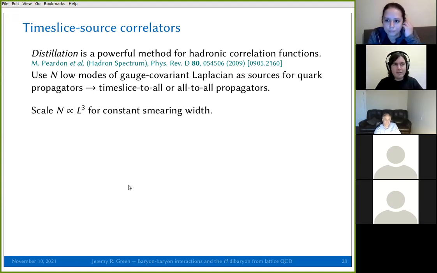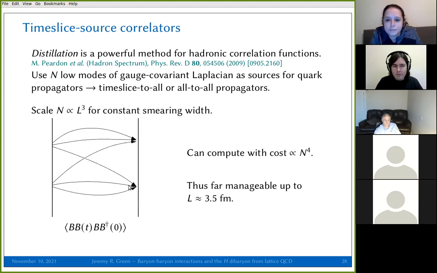Distillation, the idea is to use something that's non-local, using low modes of a gauge covariant Laplacian as the source for your quark propagators. And so this gives you a kind of time slice to all quark propagators. And so this allows us to do these baryon-baryon to baryon-baryon correlation matrix. Now, the tricky thing is that we have to scale the number of modes with spatial volume, and the cost of these, simply the tensor contractions, scales with n to the fourth. And so as you go to bigger volumes, this will rapidly become a problem, but at least for the calculations we've done, the cost of these contractions has been manageable.